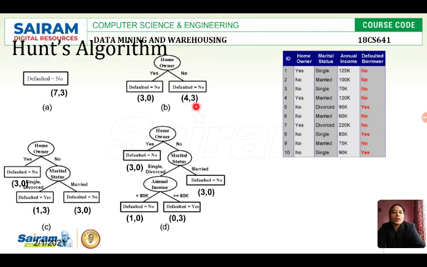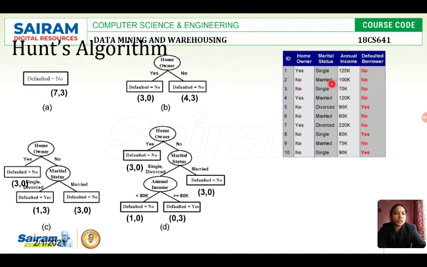Next, if you take homeowners, are they defaulted borrowers or not? Yes, 3 are homeowners, so the remaining will be 7. Among the 7, 4 are not homeowners and they are not defaulted borrowers. See here, 4 are not homeowners.